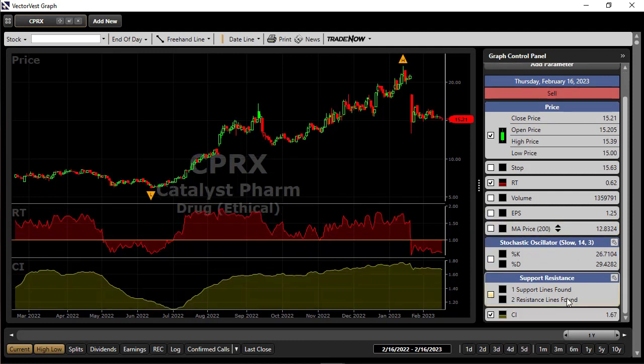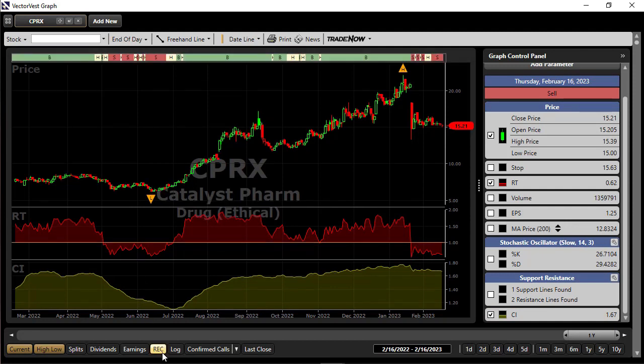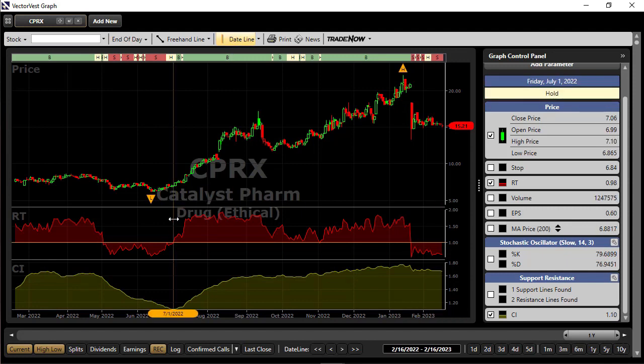CI rating, very high, 1.67. Remember the sort, RS times CI. So we're going to get high CI stocks at the top. Now, up until recently, this has been a great stock, right? Let me put the rating on, our buy, sell, hold rating. You can see the sell rating back here. The transition from a sell to a hold to a buy. That's when the RT first crossed above 1. CI rating was above 1. It was at 1.10, not very high, but still above 1.